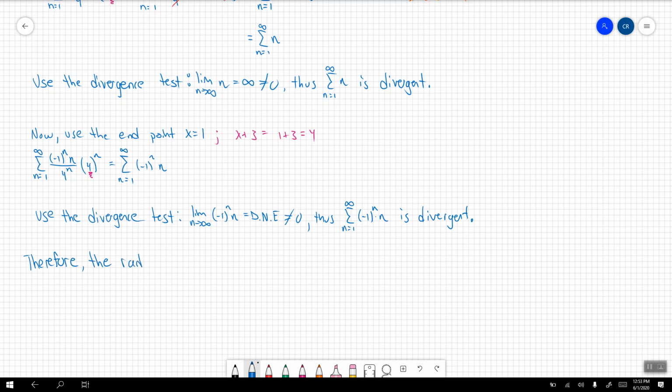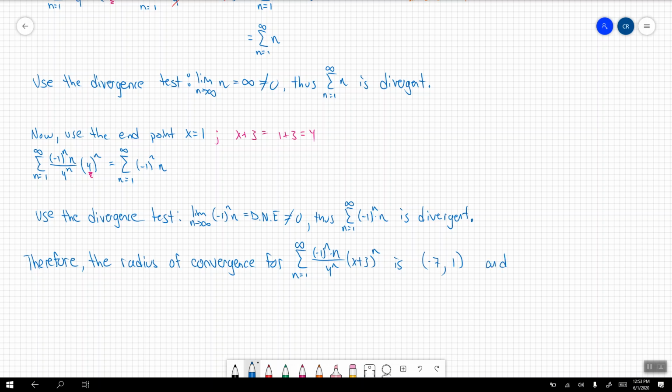the interval of convergence for the series n beginning at 1, negative 1 to the power of n times n divided by 4n multiplied by x plus 3 to the power of n is the interval from negative 7 to 1. And I'm using open parentheses because, again, the endpoints do not converge. Since they do not converge, therefore the interval is an open interval from negative 7 to 1.